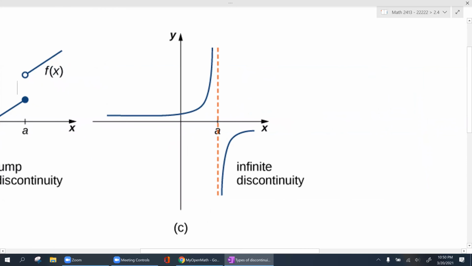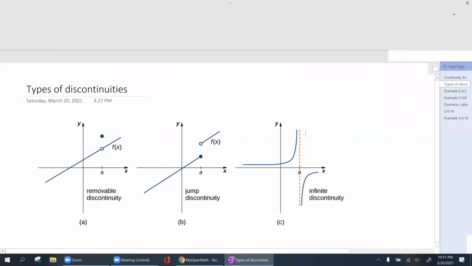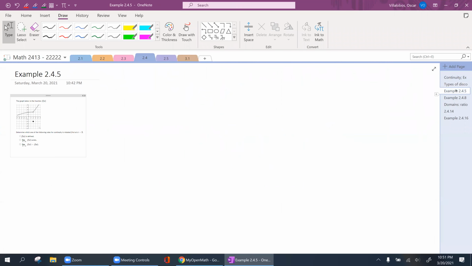And then C, you have infinite discontinuities. For those of you that may remember, what's another name for these? What do you think? Vertical asymptotes. So those are the 3 types. In this section, you're going to find these and label them.